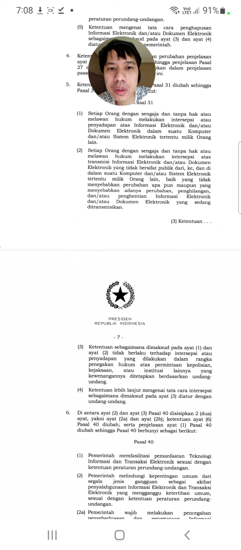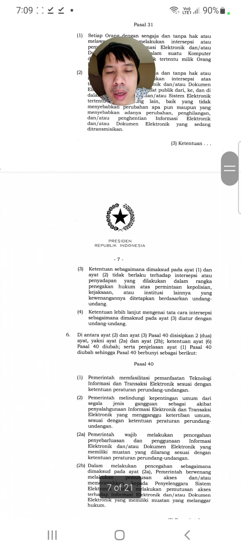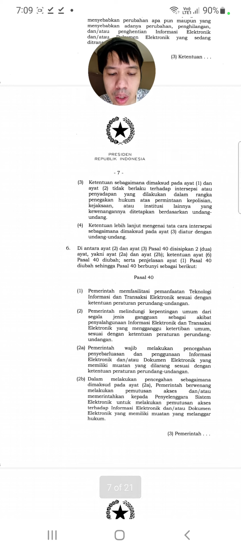Every person, on purpose or without rights or against the law, performs hacking, let's just say hacking into non-public information, from, to, and within a computer or electronic system owned by another person, whether or not it causes any change, alteration, disappearance, or cessation of electronic information or electronic document transmission. Also, the second one is different in a way that it's talking about documents that are transmitted, that is, in transportation.